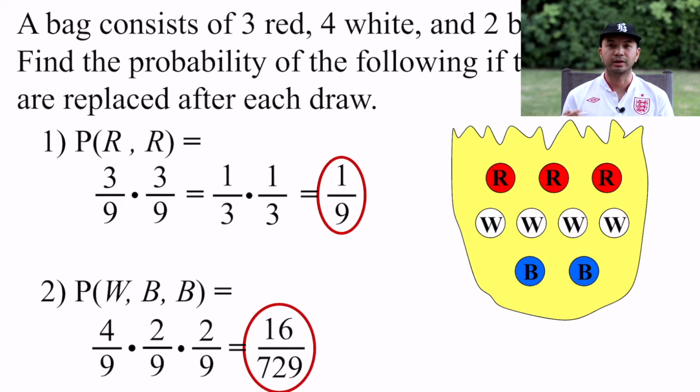A tip, if you are doing a fraction, if you cannot reduce anything when you're looking at it written as a product, so 4 ninths times 2 ninths times 2 ninths, that means your final product, 16 over 729, is reduced as much as possible.